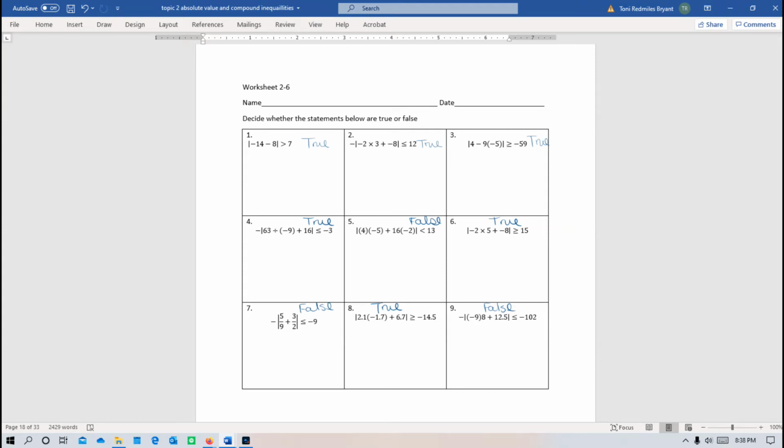Hello, hello, hello. This is worksheet 2-6 for Algebra 1, part 1. We are doing a review of absolute value and throwing in some inequality so that I can be sure that you guys know your symbols. This is one of the review worksheets in this topic where we're reviewing more complex equation solving.